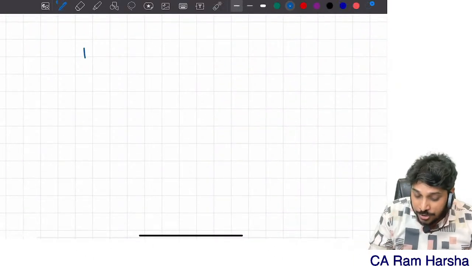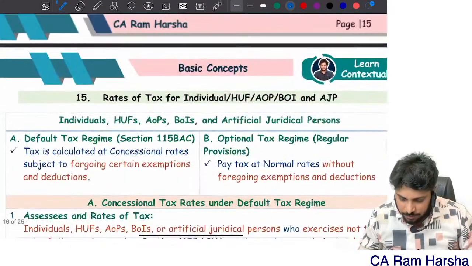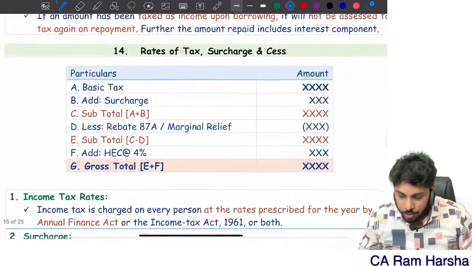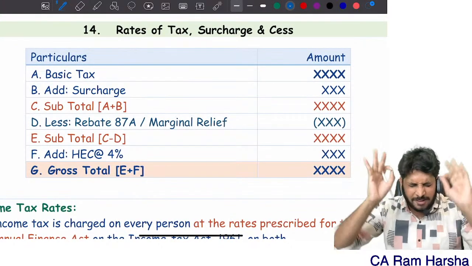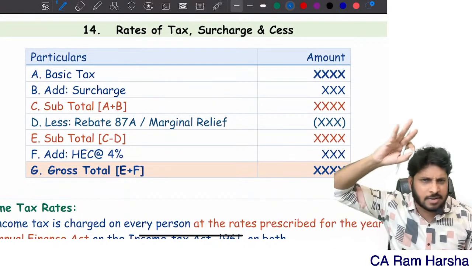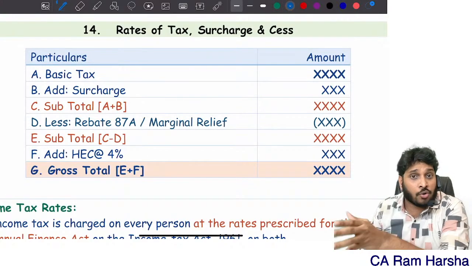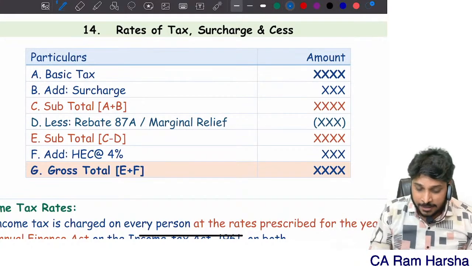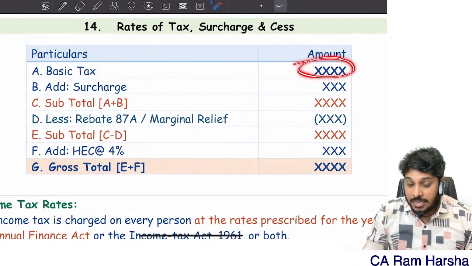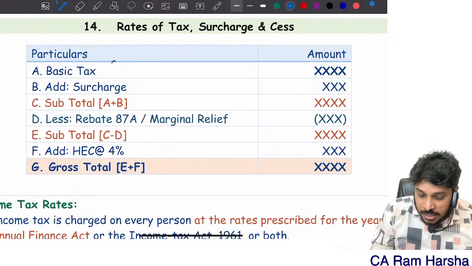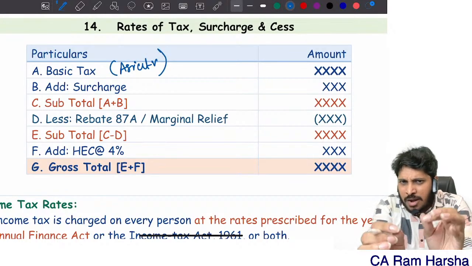You know how to compute tax? First you should always compute basic tax. I have given you the format here, how to compute total income. Always follow the format, always follow the process, and your answer will always be correct. Many students make mistakes because they don't follow the format. Basic tax, first calculate it. Suppose agriculture income is there, how do you compute this basic tax? I will come back to it one minute later.